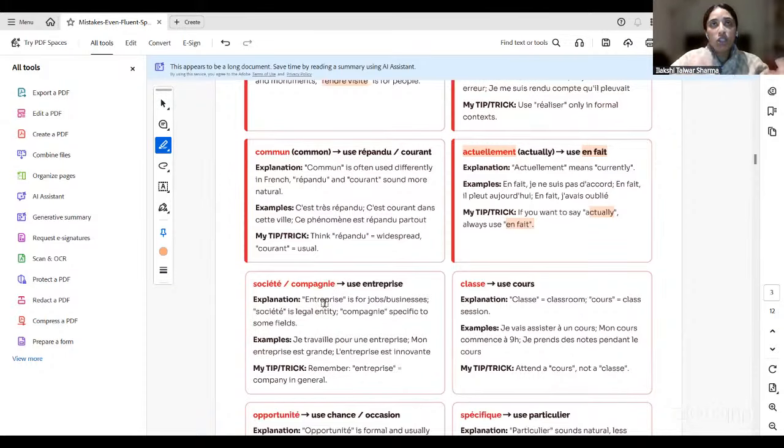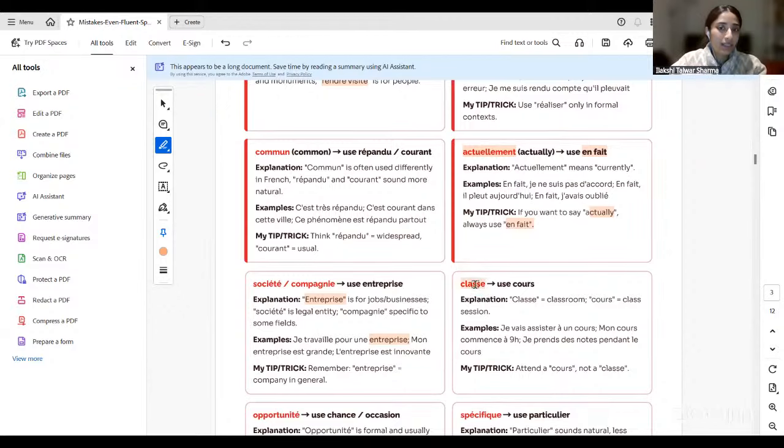The term that we actually use to refer to companies and enterprises is entreprise, which is for jobs and businesses. And société specifically is for a legal entity. Okay. So, for example, if you say that I work for a company, that is, je travaille pour une entreprise. Or my company is very big, mon entreprise est grande. Or my company is very innovative, l'entreprise est innovante. So, whenever you're talking about a general company, any company, you'll use the term entreprise, not société or compagnie. Be sure of that. It's a very minute difference, but it's very, very evident for a trainer.